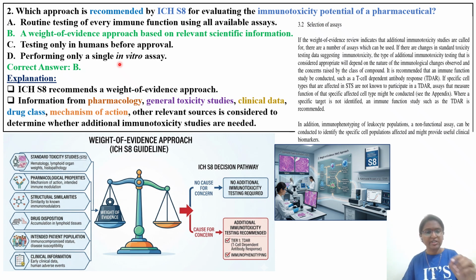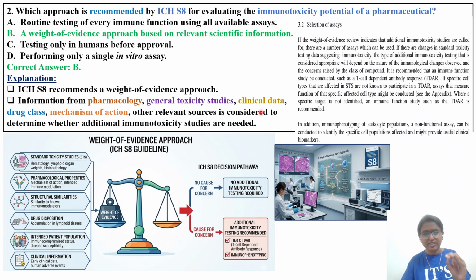Okay, so this is the weight of evidence approach. You can see what the explanation is. ICH S8 recommends a weight of evidence approach. Information from pharmacology, that is from the EC50 or whatever pharmacology models you are using for developing the drug, you can get from that data. General toxicity studies, that is your 28-day study or LD50 acute study if you have done, or some irritation study, or a 90-day study or 6-month study.